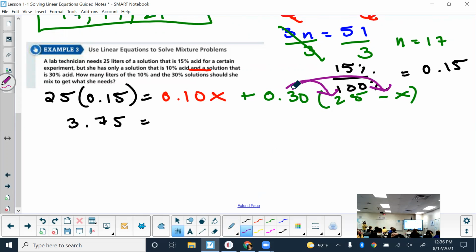All right, questions about that? So I'm going to bring down what's in the red. We're not doing anything with that yet. But over here in the green, we're distributing. So that means we're multiplying 0.30 times 25. What's that? Positive 7.5. So I'm going to put plus 7.5.